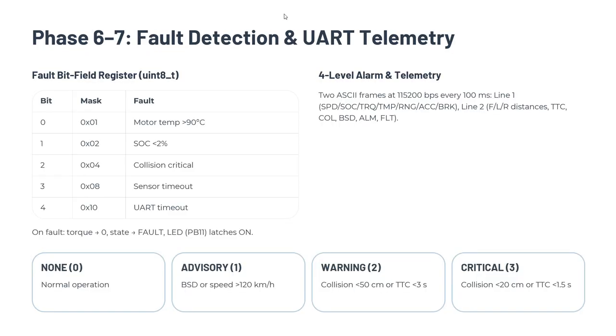And then safety means being prepared when things go wrong. Our system features an intelligent fault handler. If the motor overheats above 90 degrees or the battery drops below 2%, the car instantly switches into a fault state, cuts all motor power to zero, and turns a warning light on. All of this telemetry data is packed into an organized live text message stream that changes colors based on the priority: green for normal, amber for warning, and red for critical dangers.